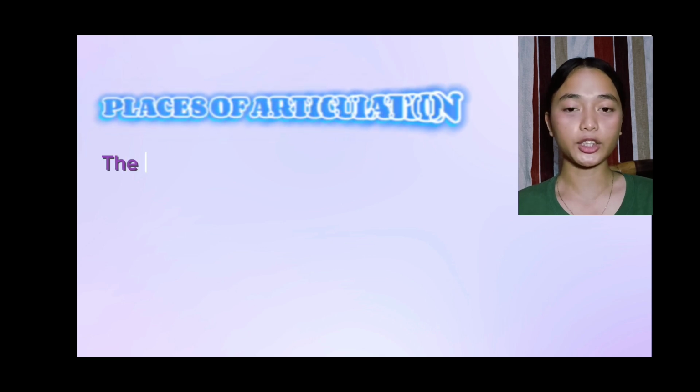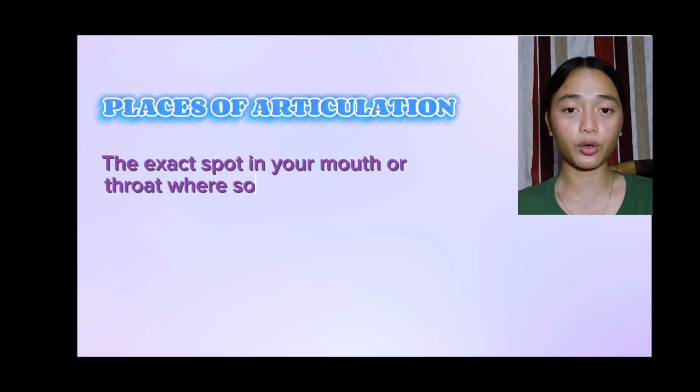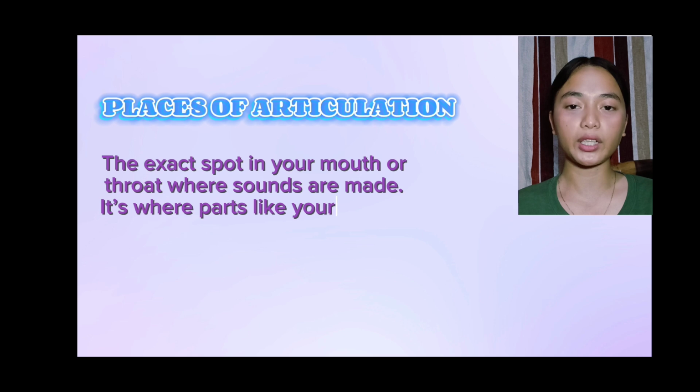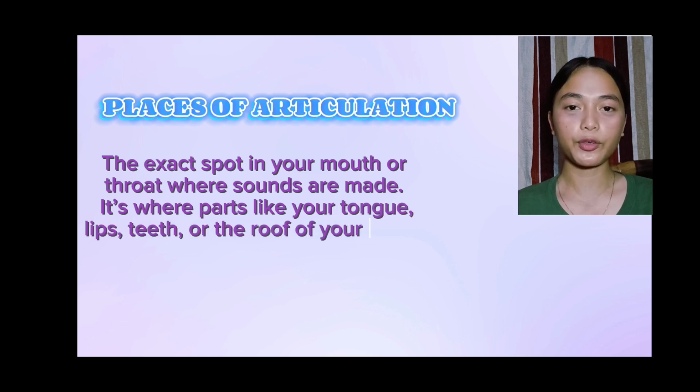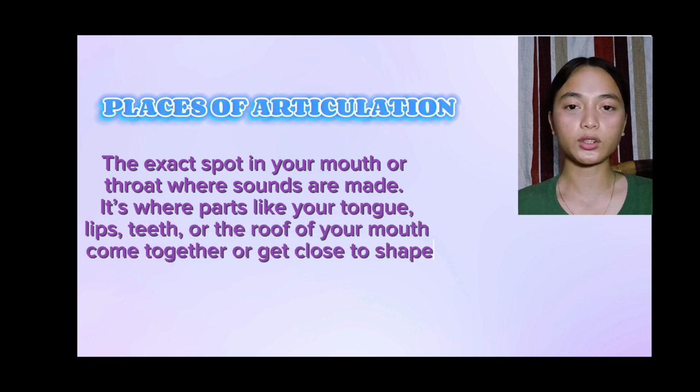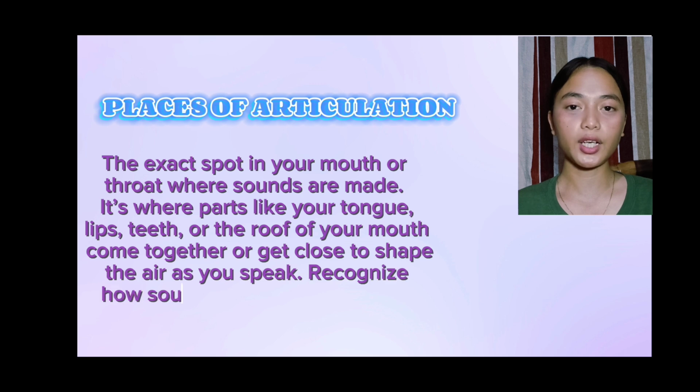Places of articulation: the exact spot in your mouth or throat where sounds are made, where parts like your tongue, lips, teeth, or roof of your mouth come together or get close to shape the air as you speak. Recognize how sounds are physically made.